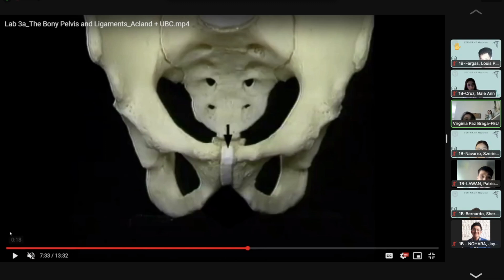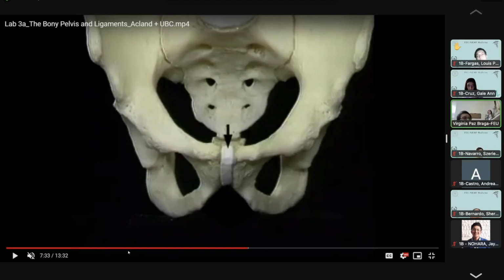Is it a fibrous symphysis? Diba? Cartilaginous po. Fibrous, cartilaginous? Okay, sige. Aralin natin. Sino ba yung nagturo ng skeleton and joints last semester? Naalala niyo pa? Anyways, mamaya tanong. Si Doc Gomez po. Sige. Tama-tama, matatanong natin later.